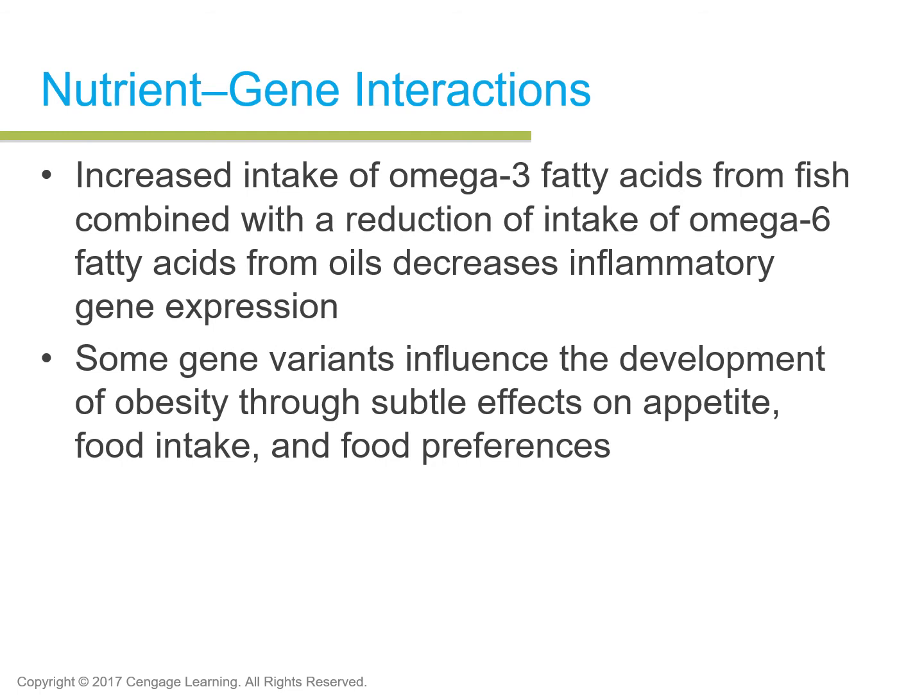Some gene variants influence the development of obesity through subtle effects on appetite, food intake, and food preferences. Also, let's talk about macronutrients here for a little bit. So it goes with these nutrient gene interactions. Some of us are very sensitive to carbohydrates and tend to gain weight faster. Some of us are more sensitive to lipids or fats, whereas other people don't gain weight as much with those macronutrients. That all has to do with how your genes are sequenced and how they interact with nutrients.